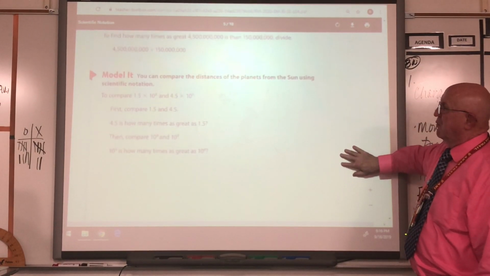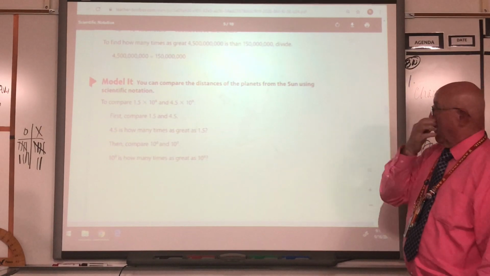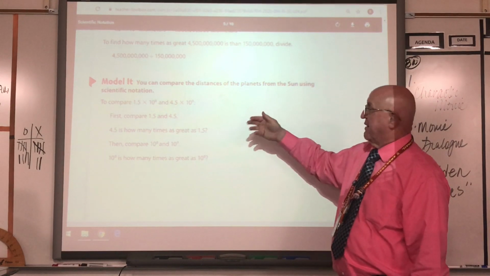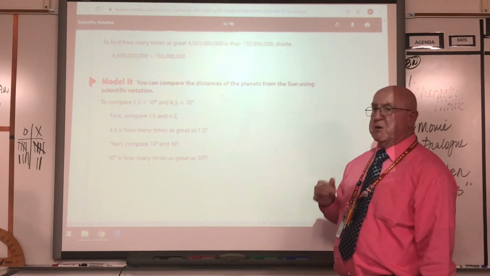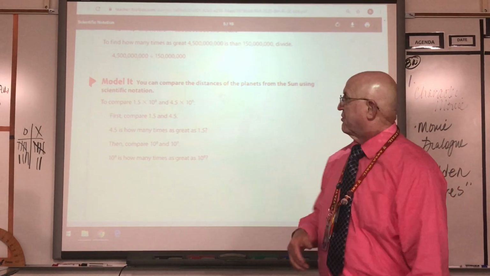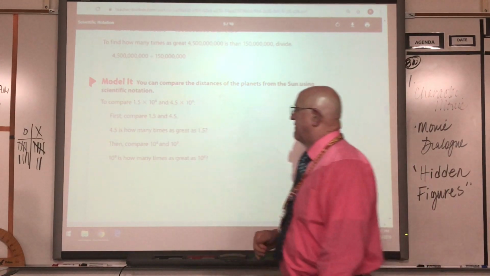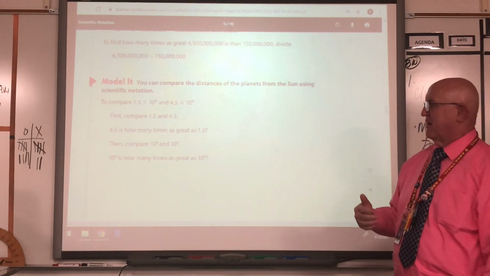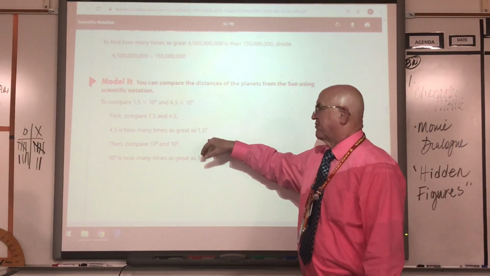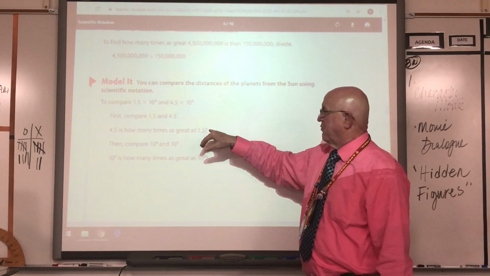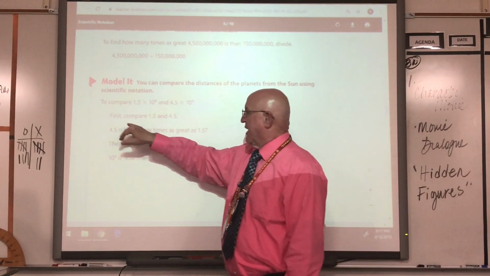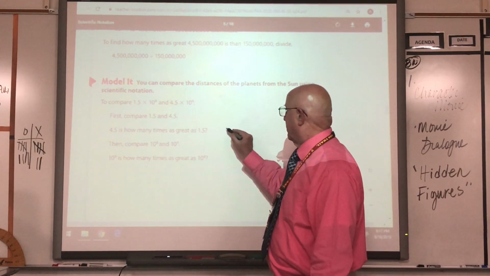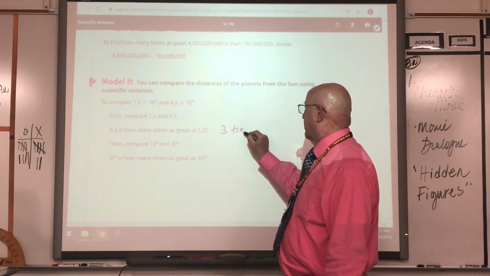The first thing we do, we're going to break it into two parts. We're going to compare 1.5 times 10 to the 8th and 4.5 times 10 to the 9th. The first thing we're going to do is compare the decimal part, which is 1.5 and 4.5. 4.5 is about how many times as great as 1.5? Well, we know that 3 times 15 is 45, so 1.5 times 3 should be 4.5. So that should be 3 times as much.